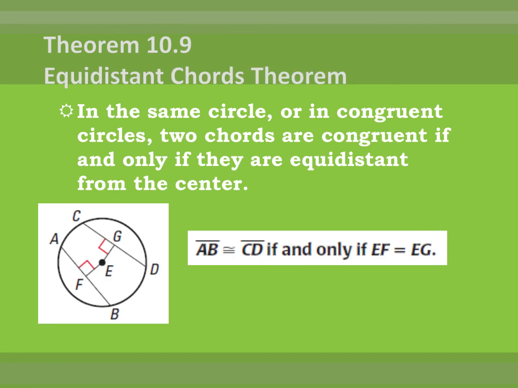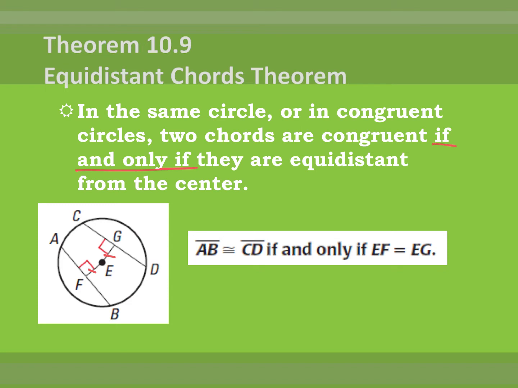And then the last theorem is called the equidistant chords theorem. And this one states that in the same circle or in congruent circles, two chords are congruent if and only if they are equidistant from the center. Again, we've got this if and only if, which means it can go backwards and forwards. So here, if you have congruency marks on your chords, AB is congruent to CD, then if and only if, this little segment here, EF, is congruent to EG.